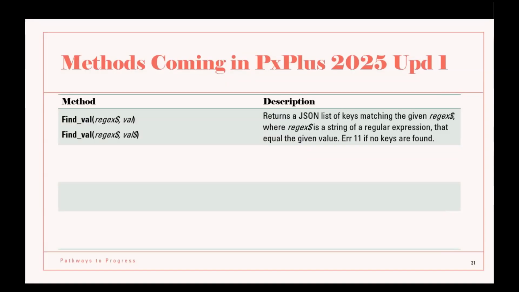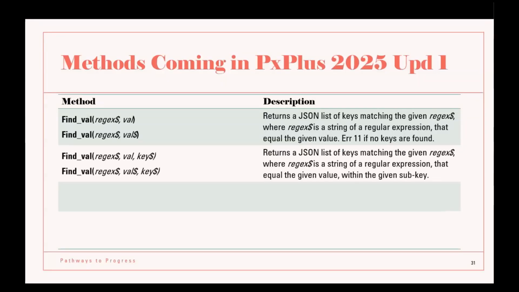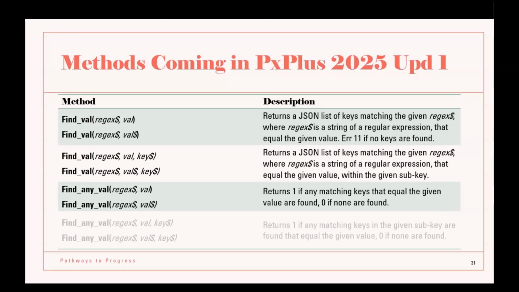So we also added functions to find keys based on a value. It will compare the given value to the value of any keys that match the regex. If the value matches, it will add it to a JSON list. And once all the keys have been checked, we'll return a JSON object of the keys that match. You can also use the key parameter to only look within certain subkeys that will help you narrow down your search. And lastly, if you just want to know if a key within the object has a matching value that exists at all, you can use the findAnyVal function.